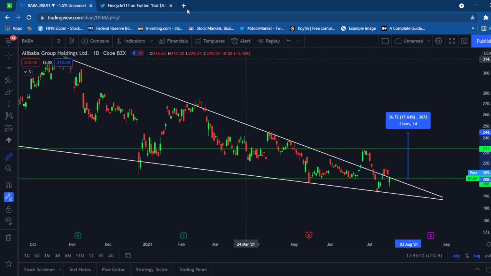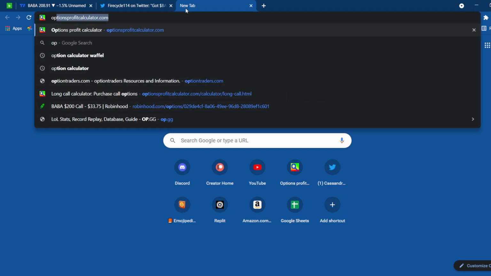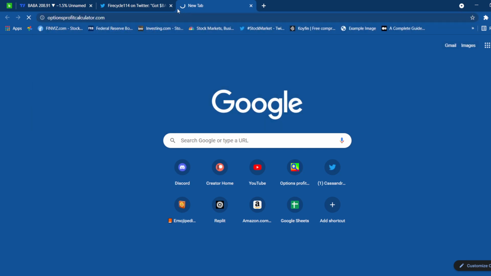And you guys can actually check option calculator, which is a very nice site to check your profits on the option.